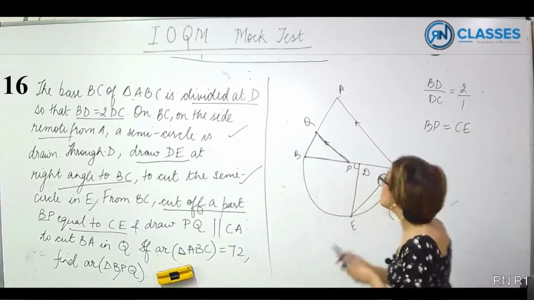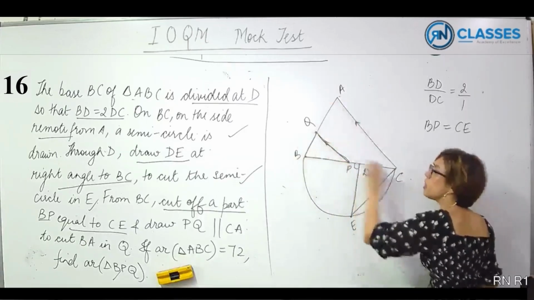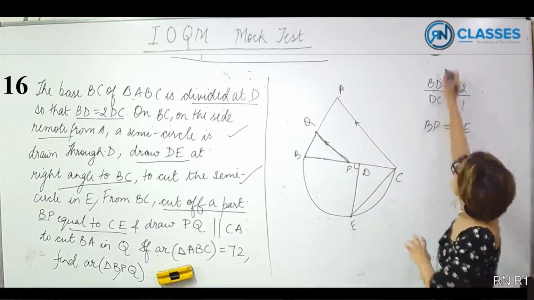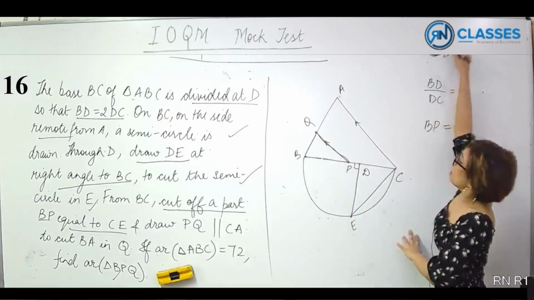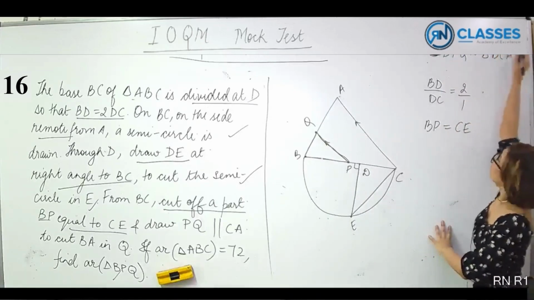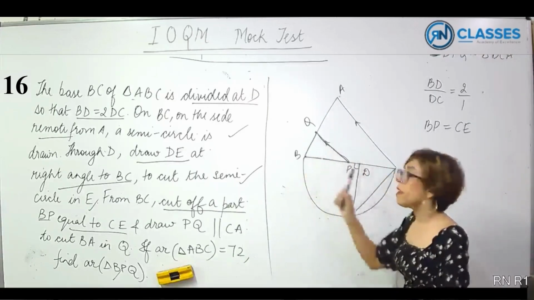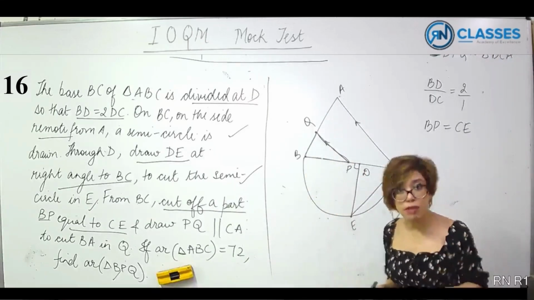Now, mind it, since these two are parallel, can I say that this triangle is similar to the big one? Triangle BPQ is similar to triangle BCA. If I know the bigger area, I can find the smaller area, provided I know what? The ratio of the sides.